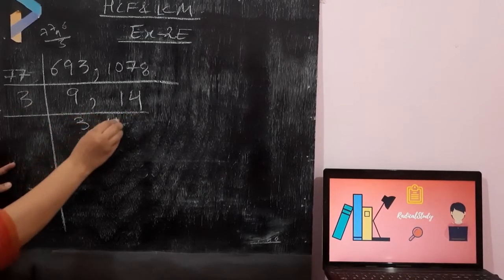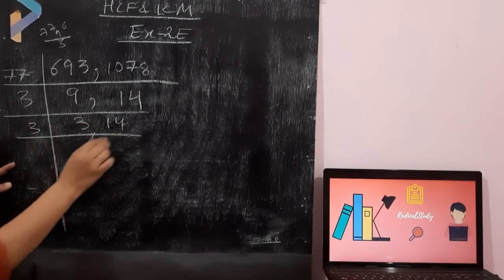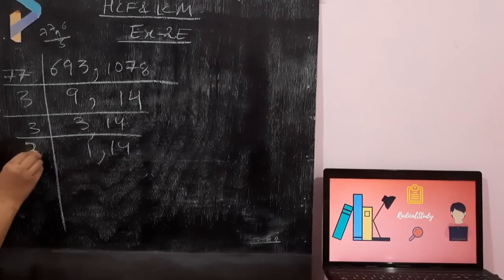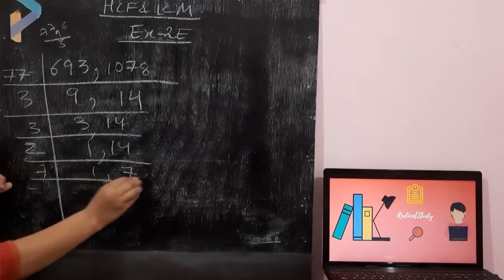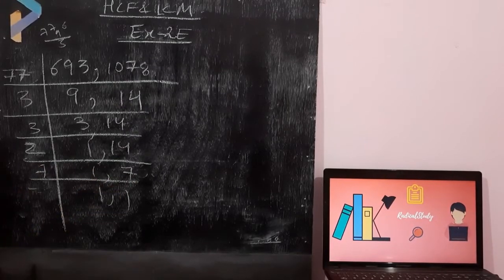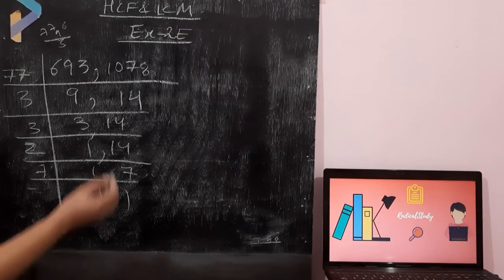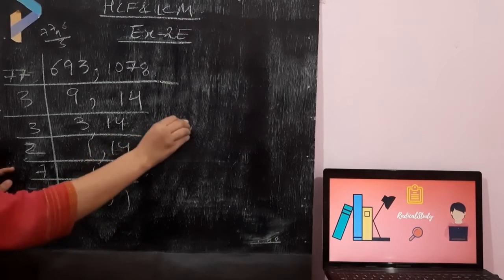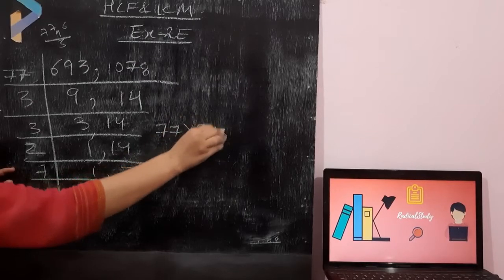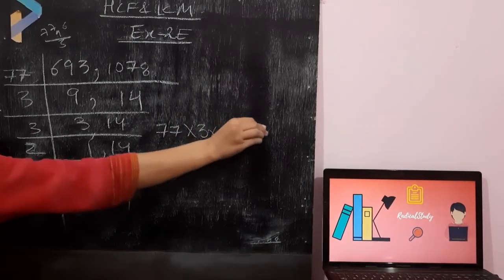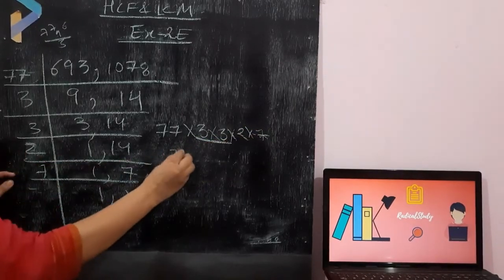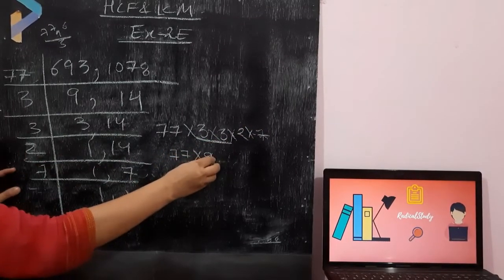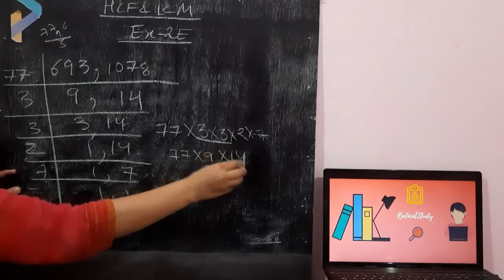3 3s are 9, 3 1s are 3, then again 14. 2 7s are 14, then 7 1s are 7. We have got 1 1 at the end. Now what is the LCM of these two numbers? The LCM will be 77 multiplied by 3 multiplied by 3 multiplied by 2 multiplied by 7. Now I am going to solve this: 77 multiplied by 9 multiplied by 14.